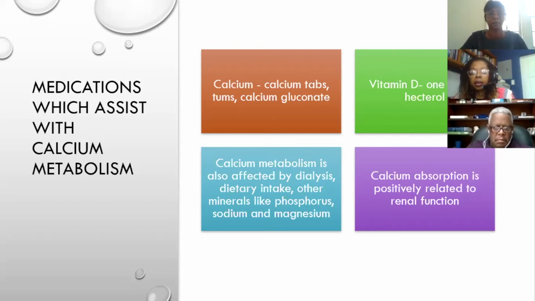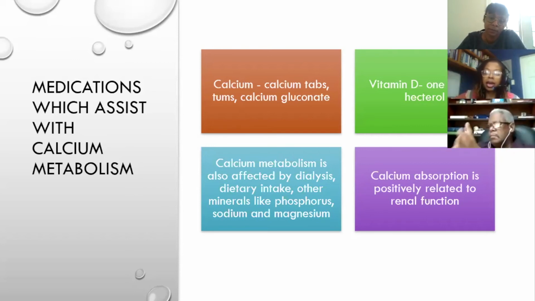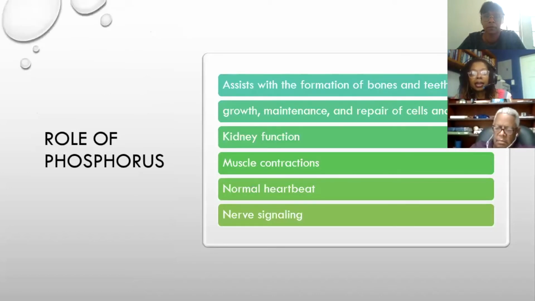And so calcium metabolism itself is affected by dialysis, and by dietary intake. As you know, most of what is happening in the body is affected by your dietary intake, and is positively related to renal function. So if your kidney function is decreasing, your calcium absorption is also going to decrease. As I said, calcium and phosphorus work closely together. Phosphorus is doing a similar job in terms of assisting with the formation of the bones and teeth, maintenance and repair of the cells, muscle contractions, normal heartbeat, nerve signaling.